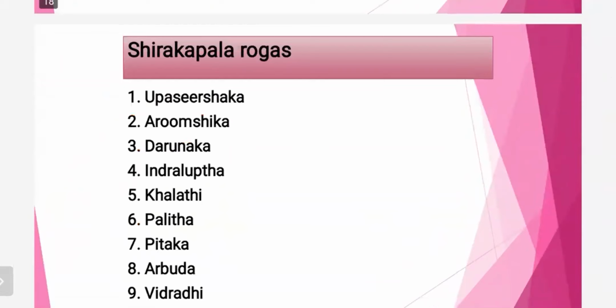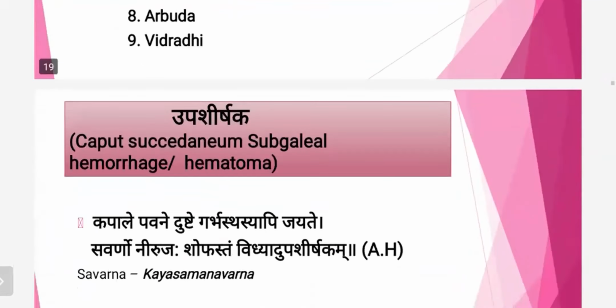So these are the Shirakapala Rogas which are mentioned in Ayurvedic classics, that is Upashirshaka, Arumshika, Darunaka, Indralupta, Khaladi, Palita, Pitaka, Arbuda, and Vitriti, in which the common clinical presentations in the OPD are Darunaka, Indralupta, Khaladi, and Palita. But we will just touch on each and every disease for the information. Actually, first is the Upashirshakam.